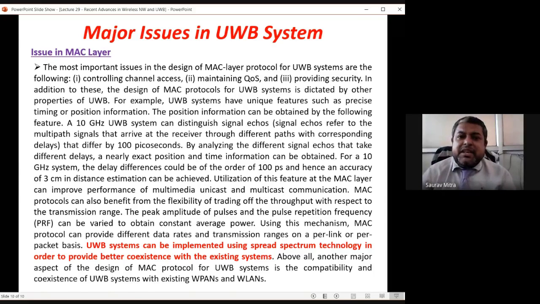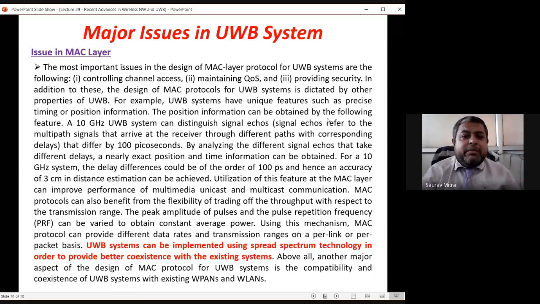In addition to this, the design of MAC protocols for ultra wideband systems is dictated by other properties of UWB. So it is not only the properties we have discussed, frequency and bandwidth. There are certain other properties of ultra wideband which dictate how the MAC protocols should be designed or defined for them. For example, ultra wideband systems have unique features such as precise timing or position information. I told you before that the time width is 0.5 nanosecond. That means a little bit here and there, and you will be losing the time accuracy. Hence, for ultra wideband, very precise timing or positioning is required. A little bit of delay, a little bit of jitter, and ultra wideband communication will be affected.